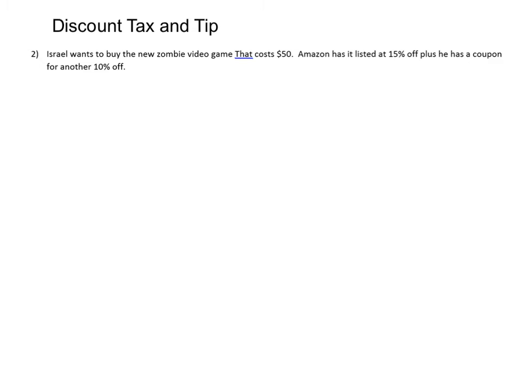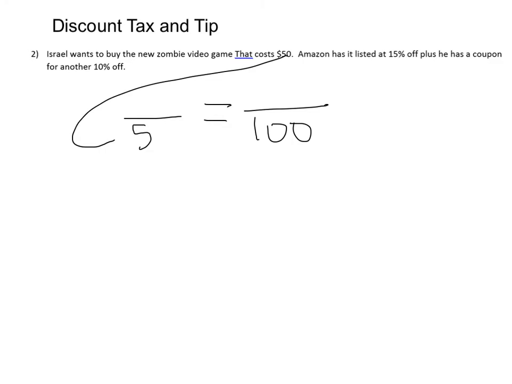Israel wants to buy a new zombie video game that costs $50. Amazon has it listed at 15% off, plus he has a coupon for another 10% off. This is that two discount type. So we need to start by making our proportion. 100 in the bottom right. 50 is my total, so that goes on the bottom left. We don't have to pay 15%, so we're going to take 100 and subtract 15%. That leaves us with 85.